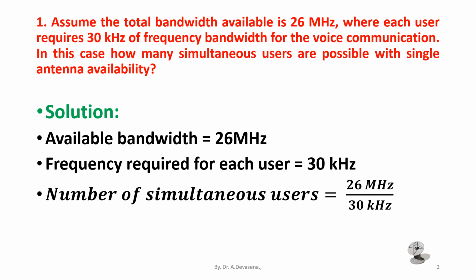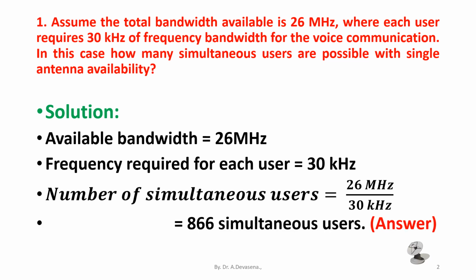So, number of simultaneous users is equal to available bandwidth divided by frequency required. Here, 26 MHz divided by 30 kHz. The answer is 866 simultaneous users for this problem.